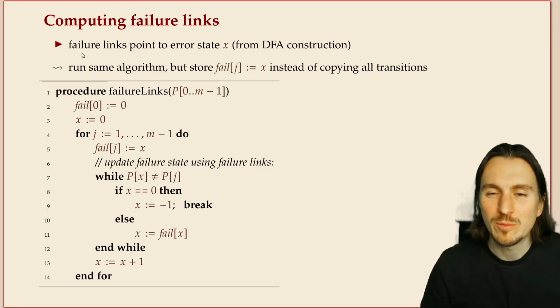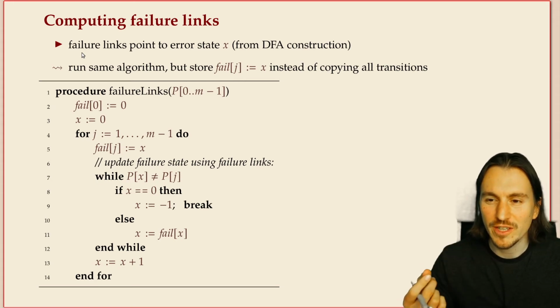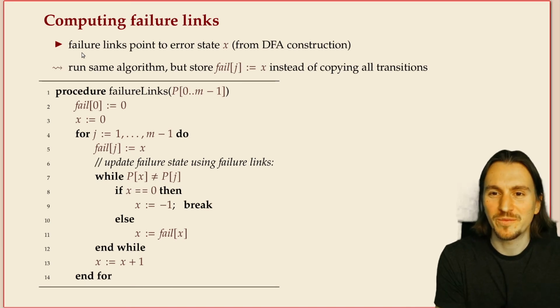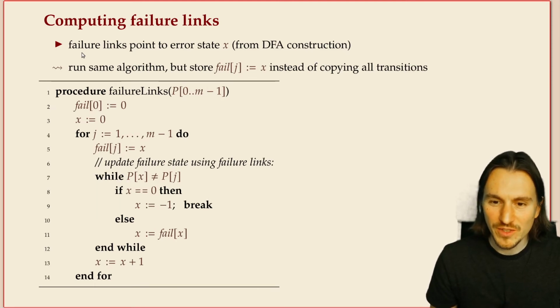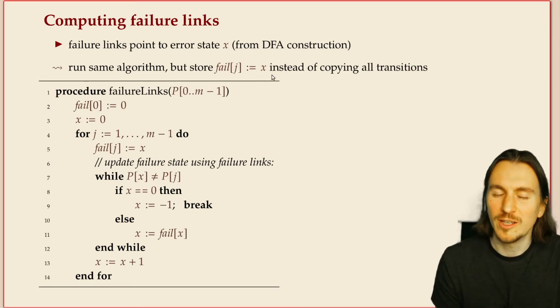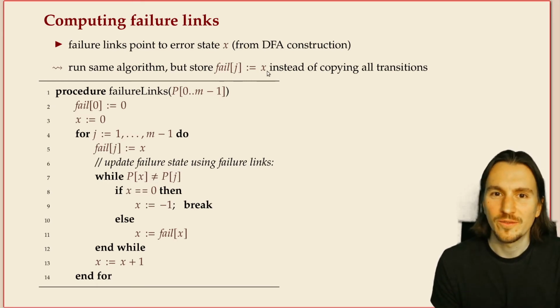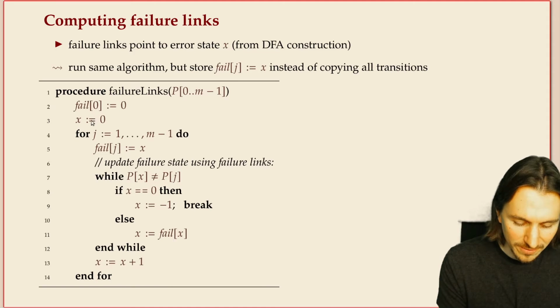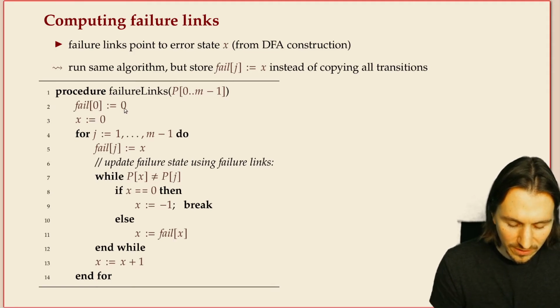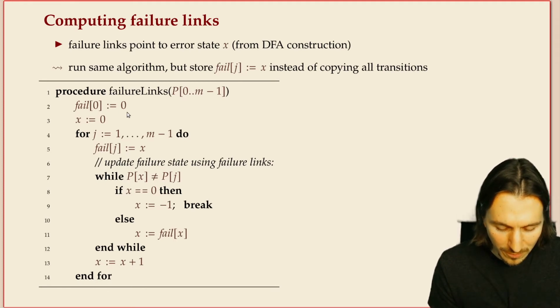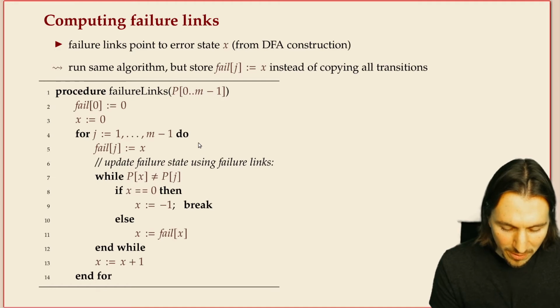Remember that the failure links point to this error state x in the construction from the DFA. We will use the very same idea that we've seen for constructing the DFA. But instead of copying over the columns of this transition table, we just store the state x that we are in, and that's the only change we need really. So we initialize x to the start state, and the start state doesn't really have a failure link, so this will never be used.